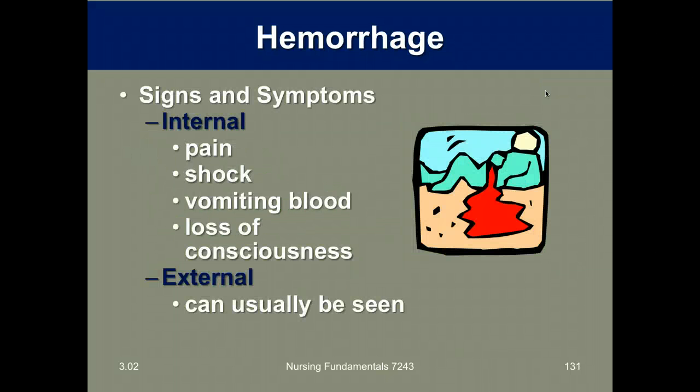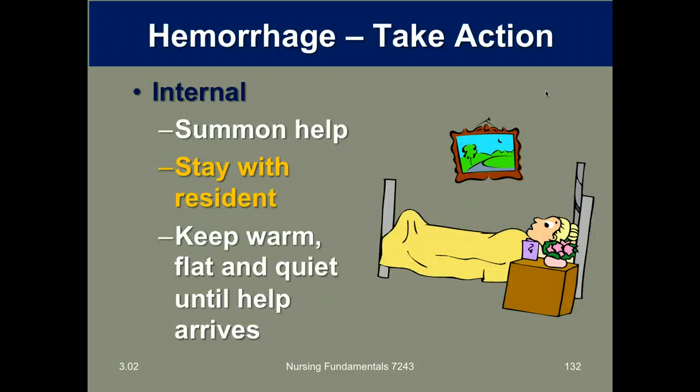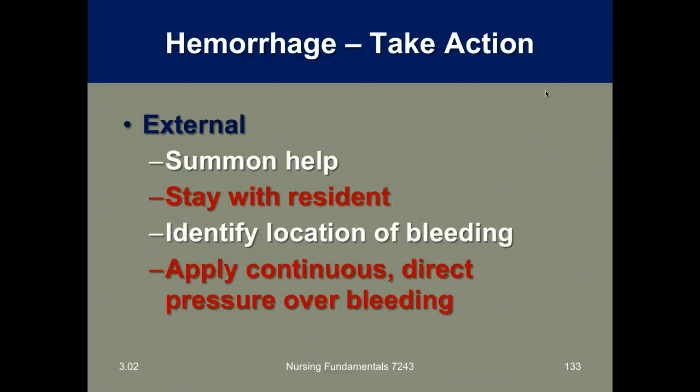So hemorrhage, there are two types, internal and external. Signs and symptoms of internal: pain, shock, which we just talked about, vomiting blood. This does not mean a little strand of blood when they cough. This means big clumps. Loss of consciousness. External can usually be seen. Internal, you need to summon help, stay with them, keep them warm, flat, and quiet until help gets there.